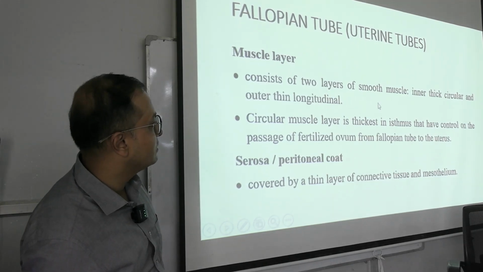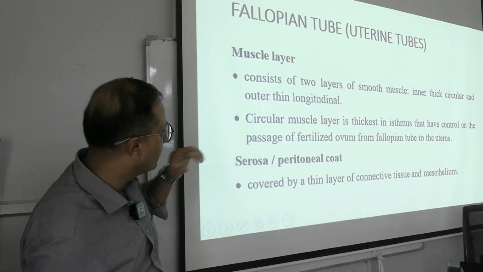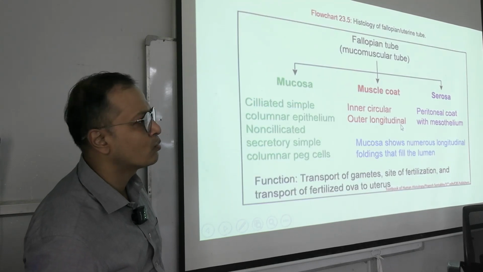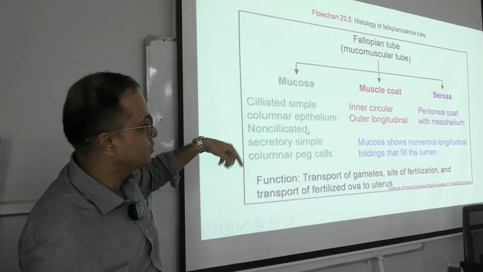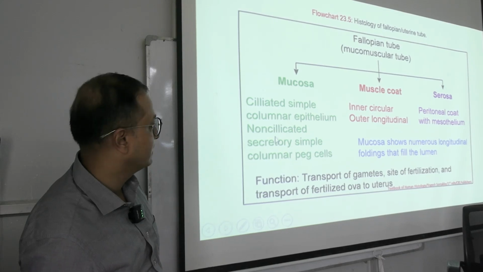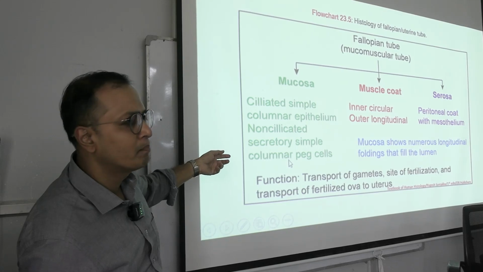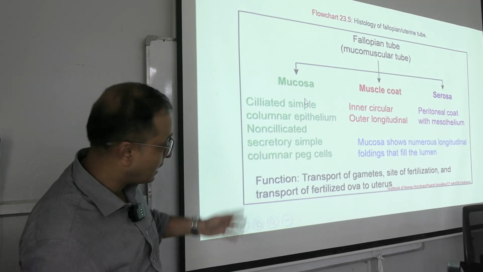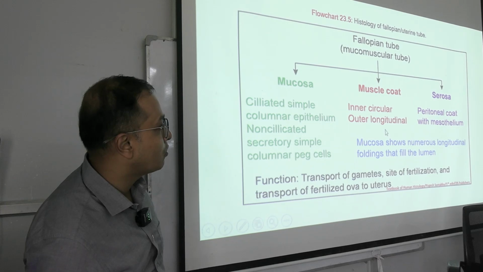Then we have the muscle layer. We have smooth muscle arranged in two zones, inner circular and outer longitudinal. Then we have the serosa as the outside layer. So basically it has a very simple arrangement: mucosa, muscle layer and serosa. The mucosa has multiple folds and is lined by simple columnar to cuboidal ciliated epithelium. In between there are secretory cells, which we call peg cells. After the mucosa we have the muscle layer. We do not have any submucosa, unlike the gut layers. The muscle layer has two zones, inner circular and outer longitudinal.